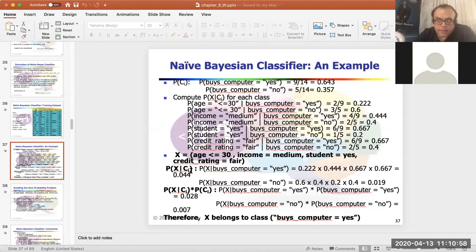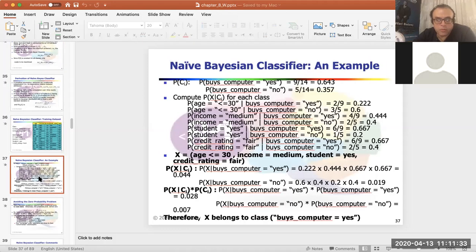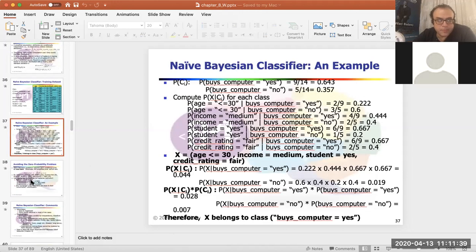By computing the probabilities here, we find that the probability of buying a computer yes is 0.028, and the probability of buying a computer no is 0.007. Because of these probabilities, this person will most likely buy a computer. So I would encourage you to go back to slide 34, get this equation, and figure out, given this data set, how to do the math and compute it, and from that point you should be able to figure out the decision.